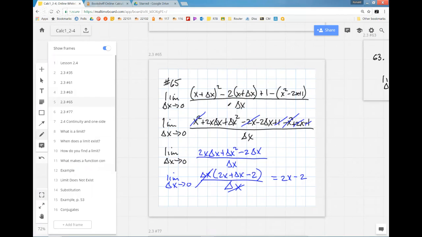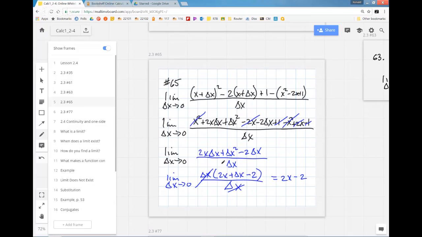And so when you multiply out this x plus delta x squared, remember that middle term. Here you've got negative 2 times x plus delta x. And then you're subtracting this quantity x squared minus 2x plus 1. So a bunch of things wipe themselves out. X squared wipes out with a minus x squared, negative 2x and a plus 2x, 1 and a negative 1, leaving you with this term right down here.